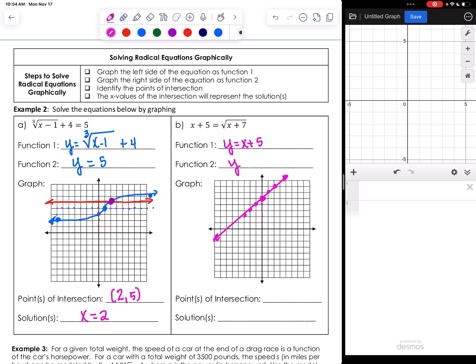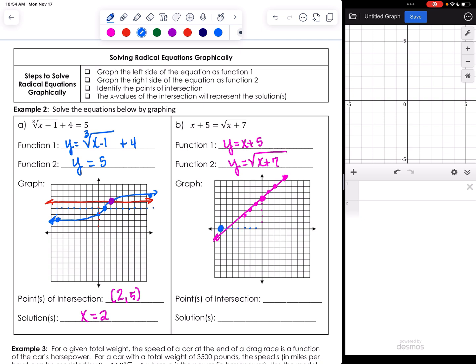Our second function is y equals the square root of x plus 7. Which is just the square root parent function that's been shifted to the left 7. So let me grab a different color here. I'll grab blue. So I want to go left 7. 1, 2, 3, 4, 5, 6, 7.